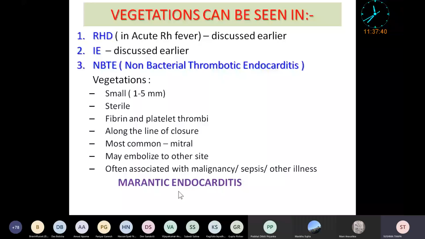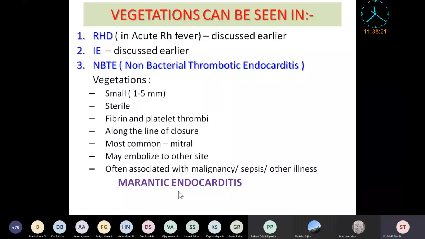Usually these vegetations are small, up to 1 to 5 millimeter, and they are usually sterile, meaning there is no organism, and fibrin and platelet thrombi will be there. So these vegetations are formed due to the presence of the fibrin and the platelet thrombi, and they are present along the line of closure of the valves. Most commonly they are present in the mitral valve. This vegetation, just like in infective endocarditis, may also embolize, but they are sterile.